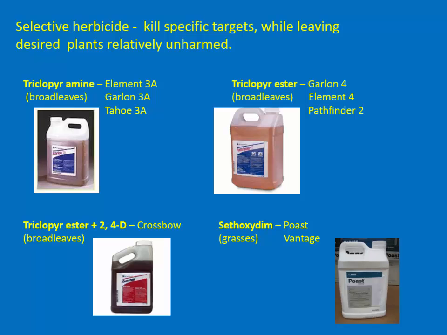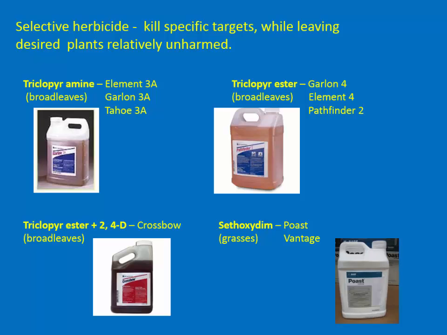Selective herbicides here: triclopyr is a very common broadleaf and woody herbicide. It comes in two formulations. It comes in an amine salt, which is the Garland 3A, the Tahoe 3A, and it comes in an ester over here, which is the Garland 4, Element 4, Tahoe 4E, another generic version. So in the future, when you hear me talking about the 3s and the 4s, the 3s are water-soluble amines, and the 4s are oil-based esters.